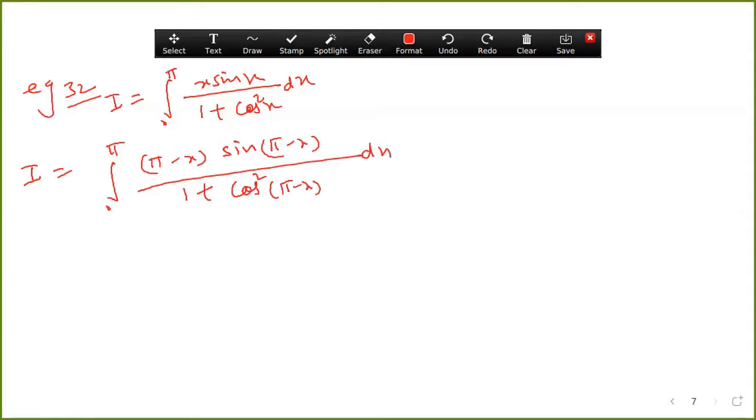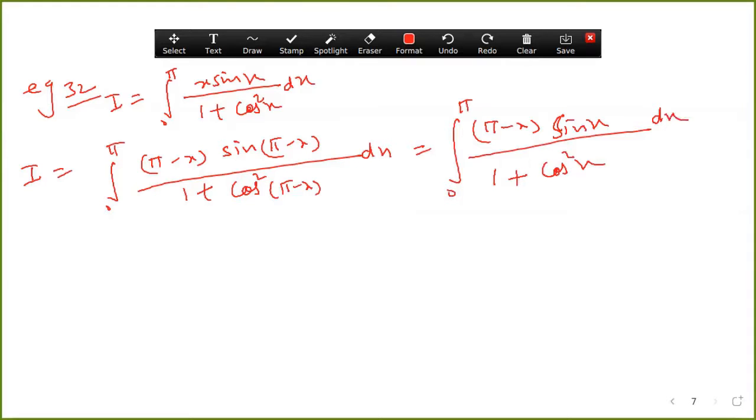And now you are getting integration from 0 to pi. This is pi minus x. As it is, sine 180 minus x is sine x upon 1 plus cos square x dx. Now solve the power and split the denominator.